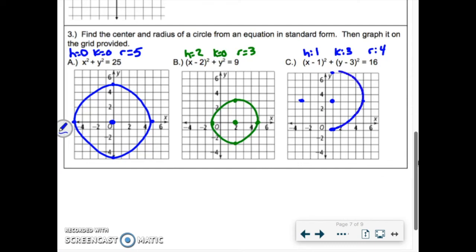1, 2, 3, 4 down. I can make that circle all the way through, and then we're good there.